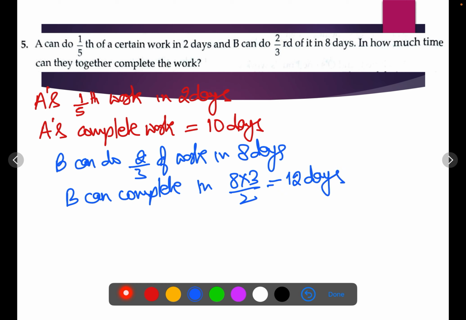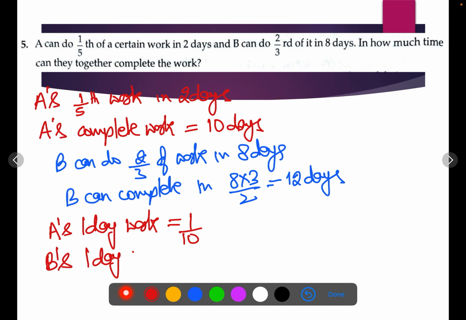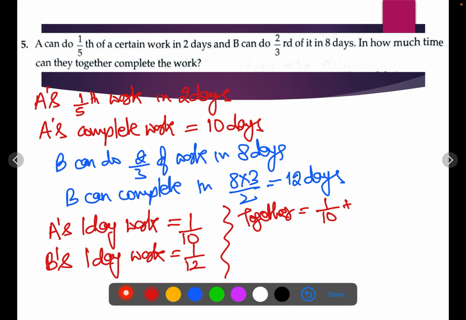Now since I have the number of days they can complete the work, I'll use my same pattern. I'll find out A's 1 day work. A's 1 day work is 1 by 10. B's 1 day work is 1 by 12. Now together how much time will they take? 1 upon 10 plus 1 upon 12 gives you 22 upon 120. That is simplified to give you 11 upon 60.